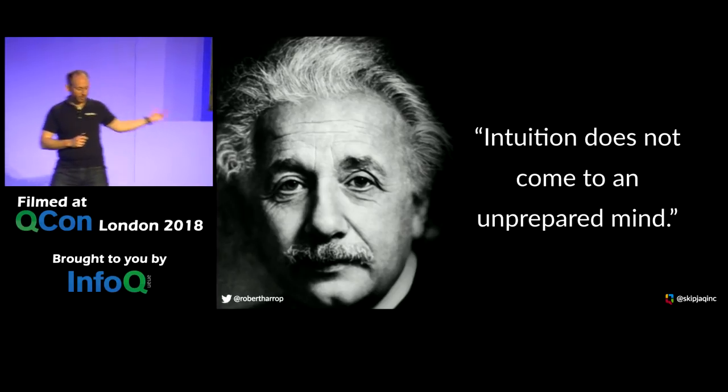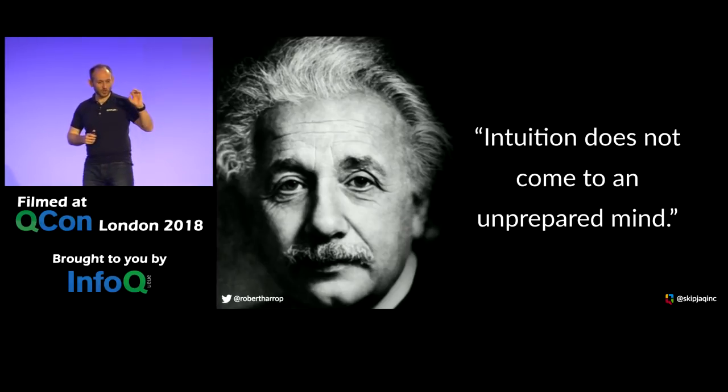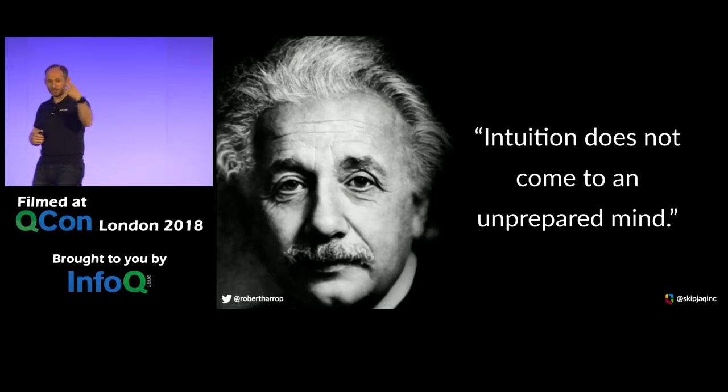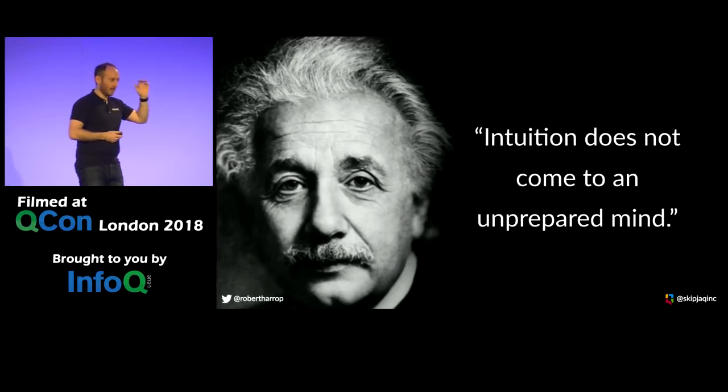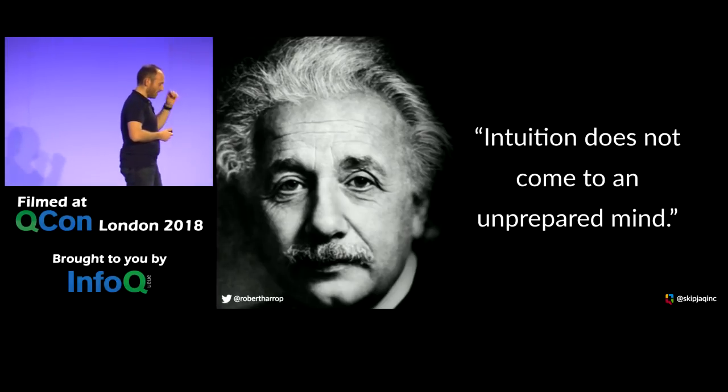And there's a great Einstein quote where he says, intuition does not come to an unprepared mind. And to me, this means you have to be open to intuition. You have to go out and seek it. It's not just like a flash of inspiration. It's something you actively learn. And I encourage everybody here, if you're going to try and learn machine learning and try to learn artificial intelligence, that you start to build those intuitions.